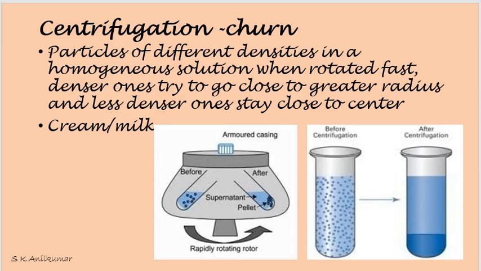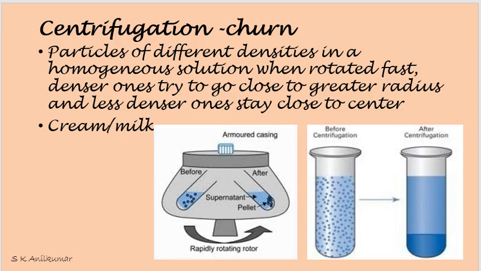Centrifugation. Centrifugation means to churn. So you would have seen in the good old days, people churned buttermilk to create butter out of it. Now, particles of different densities in a homogeneous solution, when rotated fast, the denser ones try to go close to the greater radius, and the less dense ones will stay close to the center. So after some time, all the denser particles will be farther from the center, and the less dense ones will be closer to the center.